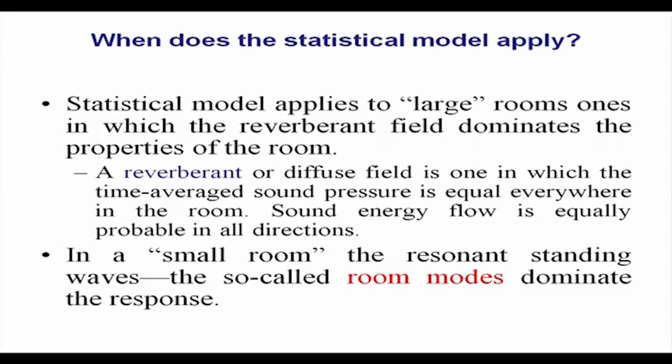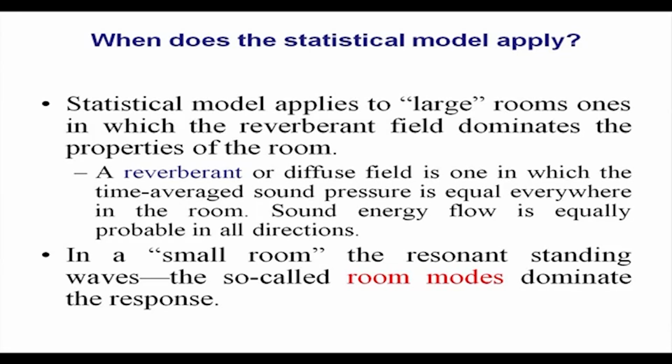Okay. So, you have calculated RT60, the reverberation time, mean free path, number of reflections, all those things we can calculate for a given dimension and all the parameters. Now, there are two kinds of room acoustics: large room acoustics and small room acoustics. The question is, when does the statistical model apply?